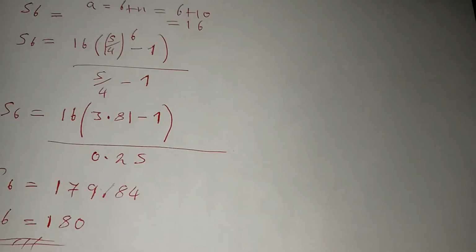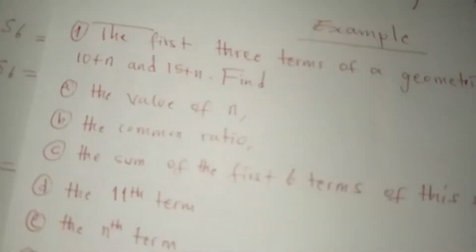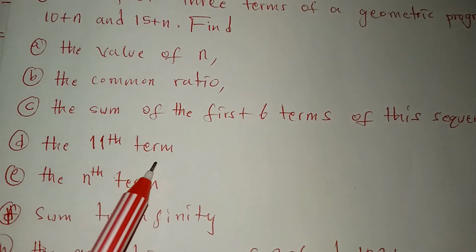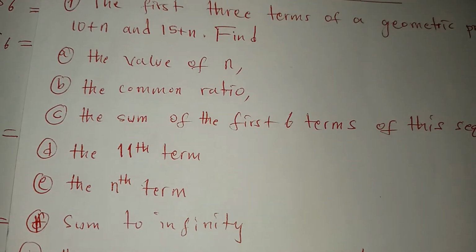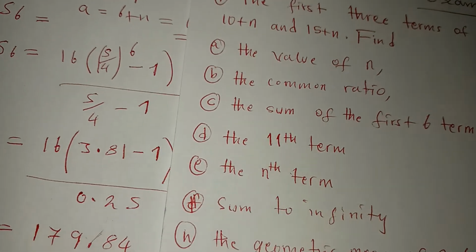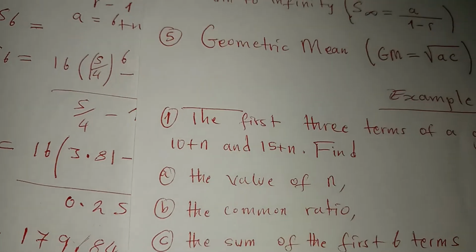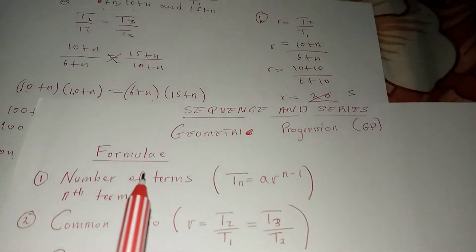Then the next question is the 11th term. Find the 11th term. How do we find the 11th term? It's very simple to do. Just use the same formula we said how to find the number of terms. So finding the 11th term, which is question D. So the solution for question D is here.